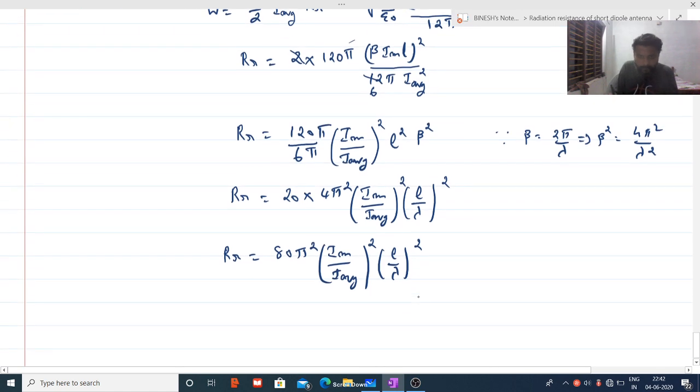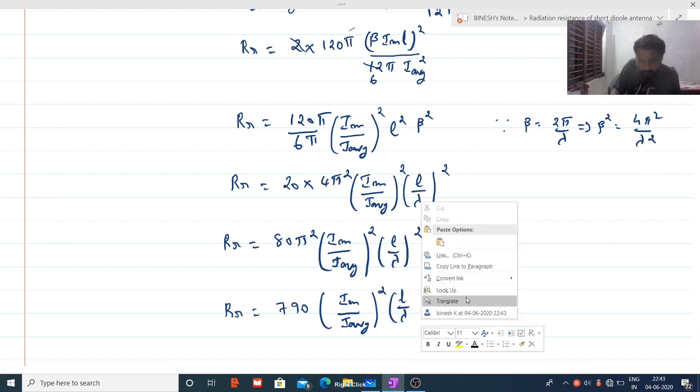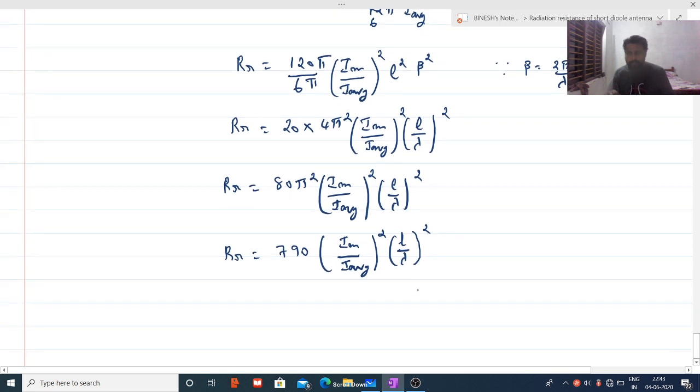So that changes the radiation resistance. As I told you, radiation resistance is nothing but 790 into Im by I average the whole square into L by lambda square. Clear? So Im already, you know, I can take it as 1 by 2 into Im in general case.